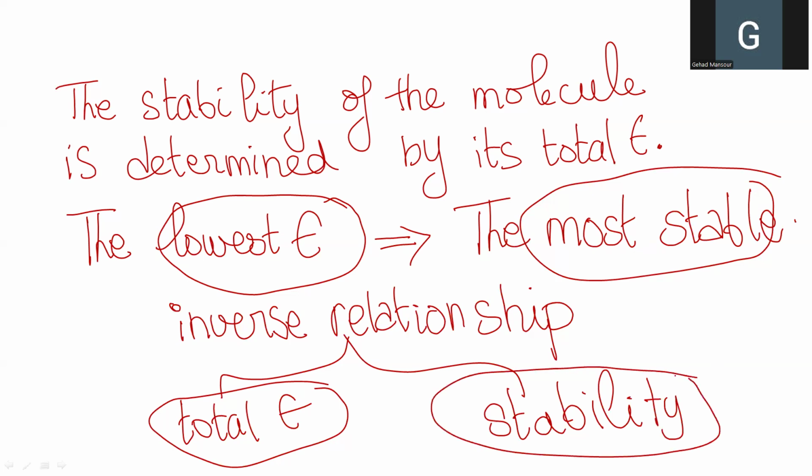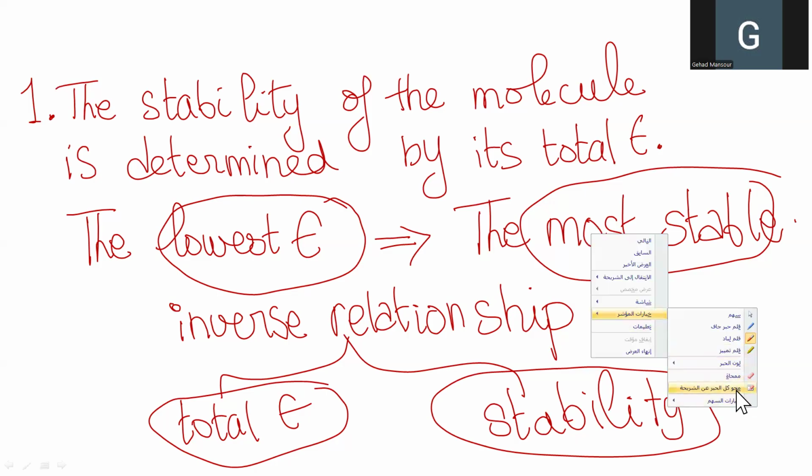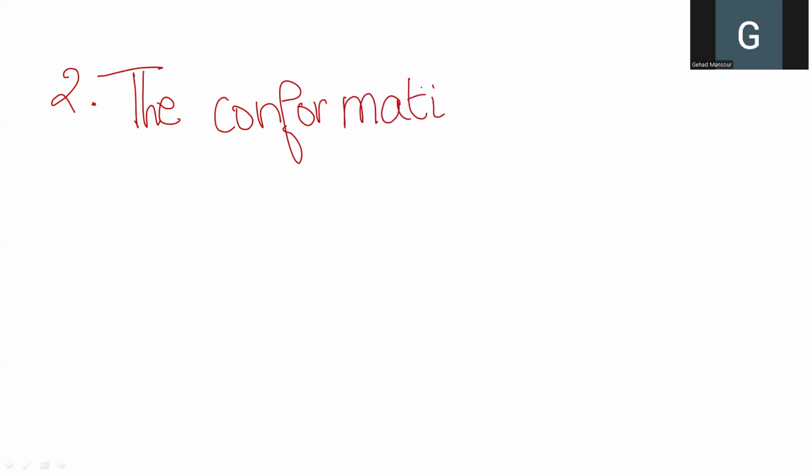Another fact that we can write on the screen, and that is very important and related to fact number 1, will be the following, but let's first erase. The second fact is that the conformation of the molecule is considered stable when it has the minimum potential energy. That's why the two oxygen atoms, after having bonded together, will have a more stable configuration and will have the minimum potential energy.